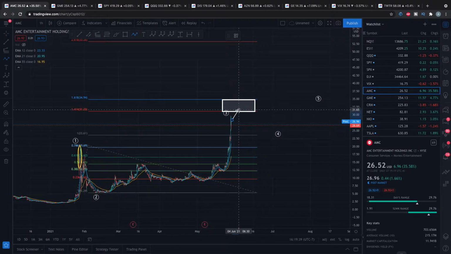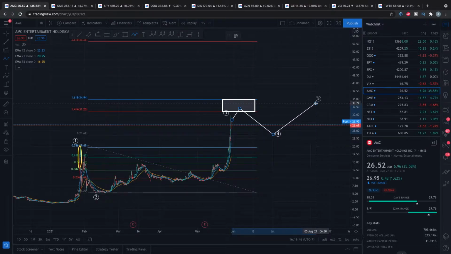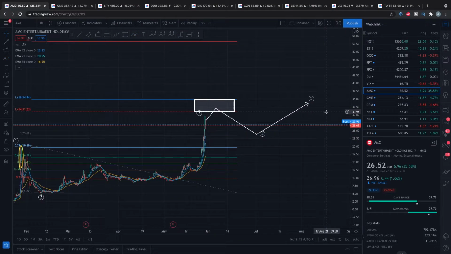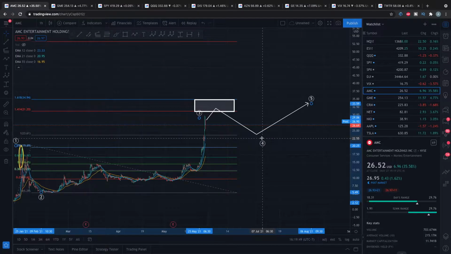So if we do come up to these levels, which are common stopping areas for wave 3, we could come down for a wave 4 retracement and then push up for a weaker wave 5 in the future. That's a possibility. But for now, you do not want to have your position holding through this wave 4 dip.